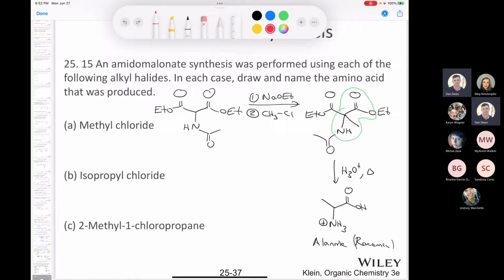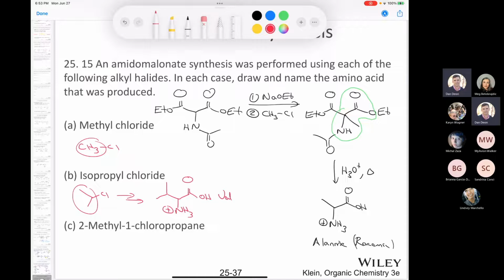So we can take the same rationale for this one here, the one that says isopropyl chloride. Isopropyl chloride, it's this portion, right? If you have methyl chloride, it's this that ends up as the R group. So if you have an isopropyl as your R group, what you're going to end up with in that case is a valine. So we end up with valine for this one.